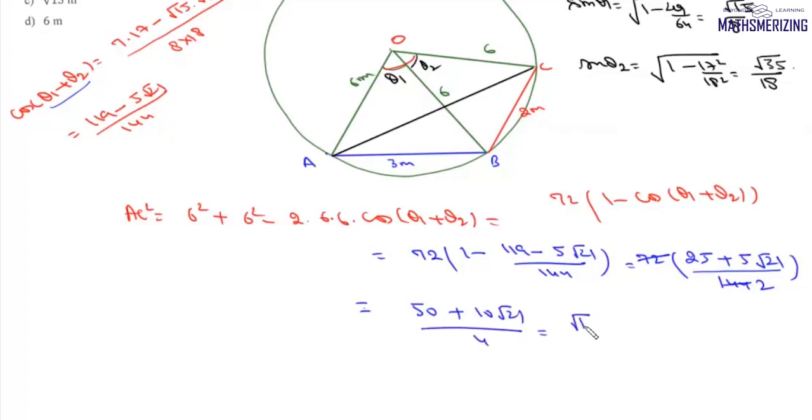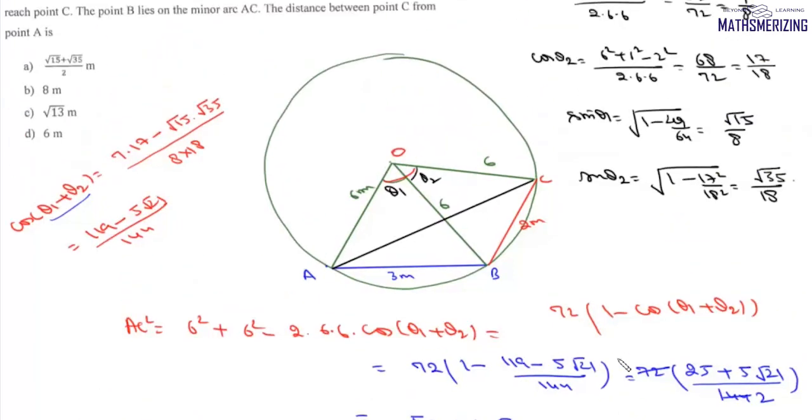under root 15 plus under root 35 upon 2 whole square. So that is the value of AC must be root 15 plus root 35 upon 2, and that's your option number A. Root 15 plus root 35 upon 2.